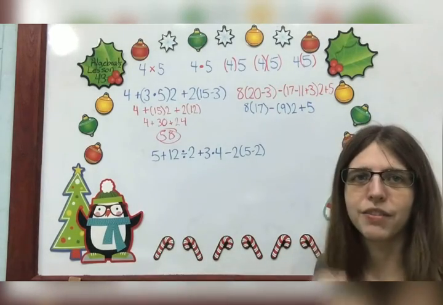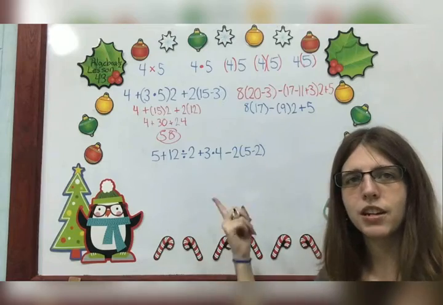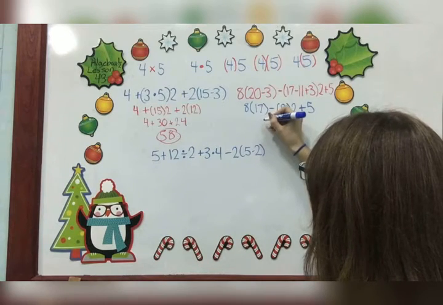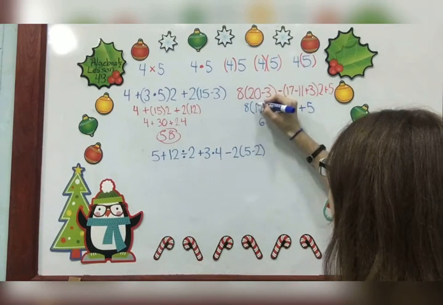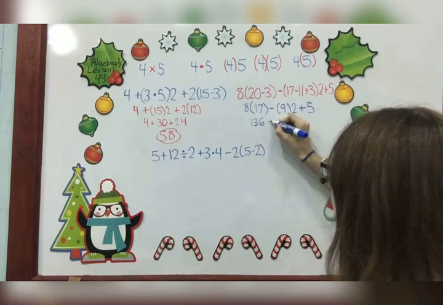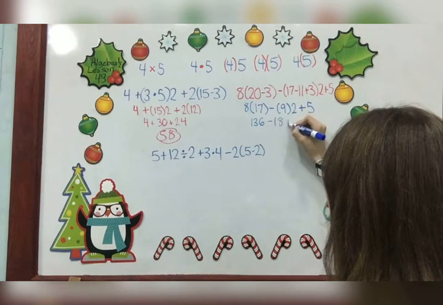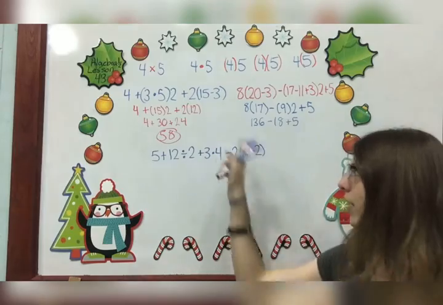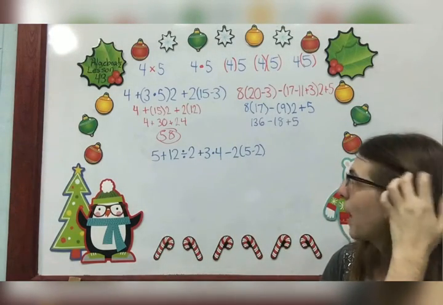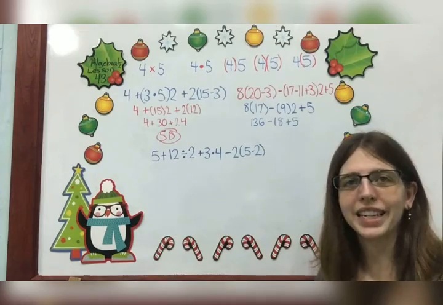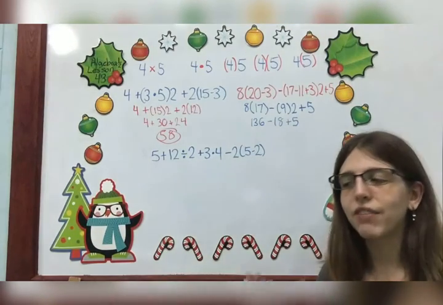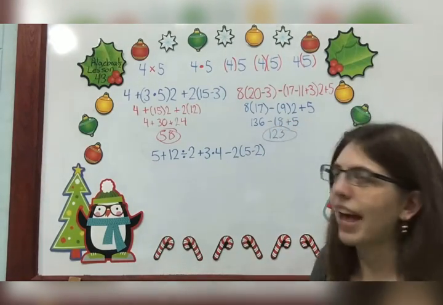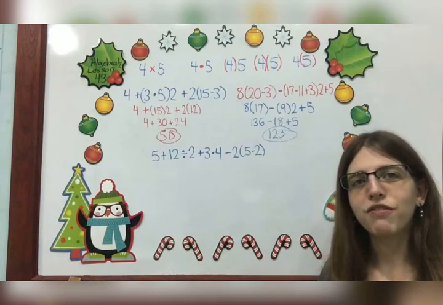Plus 5. Okay, now I do my multiplication from left to right. So I have 8 times 17. That gives me, let's see, 7 times 8 is 56. Carry my 5, 136. Minus 9 times 2 is 18. Plus 5. Okay, so now I add and subtract, starting on the left, going to the right. 136 minus 18 is 118. 118 plus 5 is 123. And that's my answer. All right, what if I throw division into the mix?